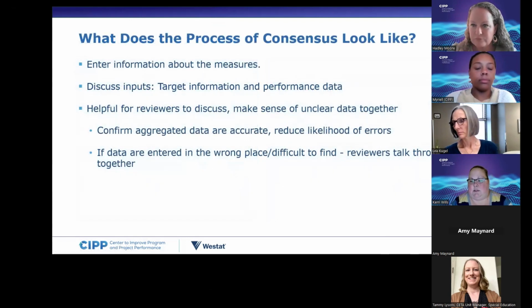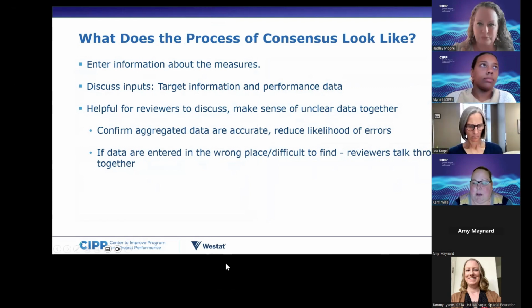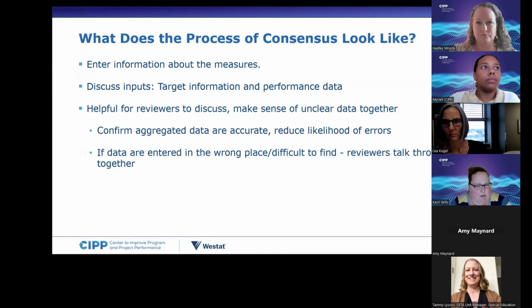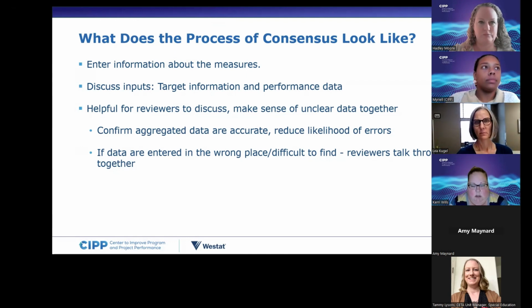So consensus for our measures is similar to the process for measure 1. We independently enter information about each of the measures, and then Jenny and I come together to discuss what we entered. We look at things like whether the grantee set a target, if actual performance data was entered in the program measures chart, and we record our results. And collaboration is critical in order to make sense of any unclear data. We both confirm that the aggregated data are accurate in order to reduce the likelihood of errors. And if we find that any of the data is entered in the wrong place, or if it's difficult to find in the APR, we talk through it.